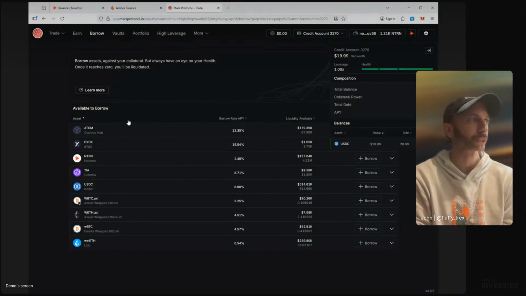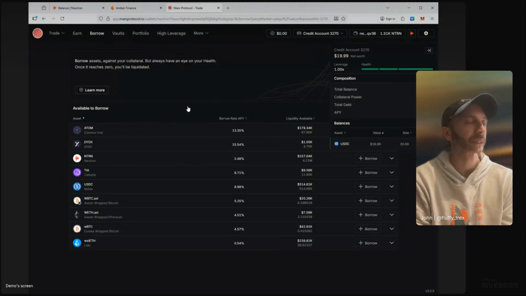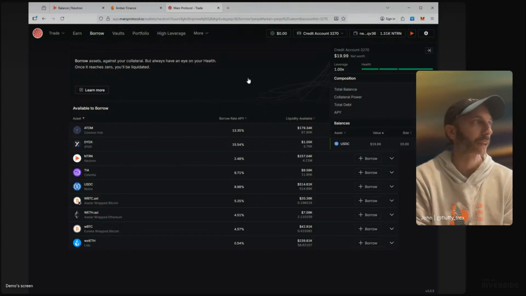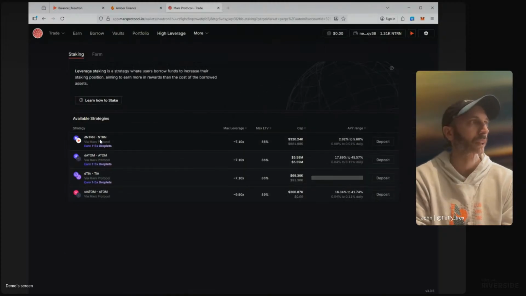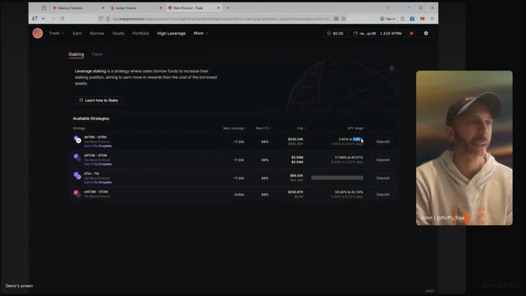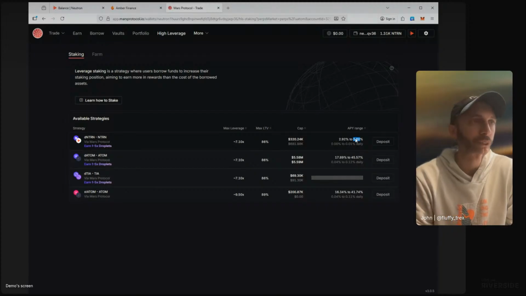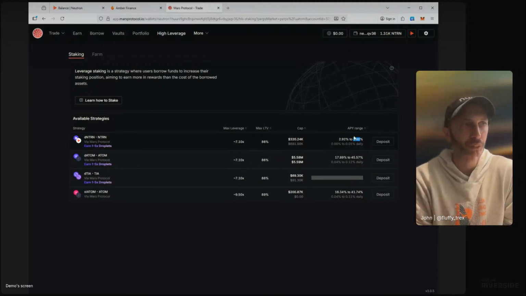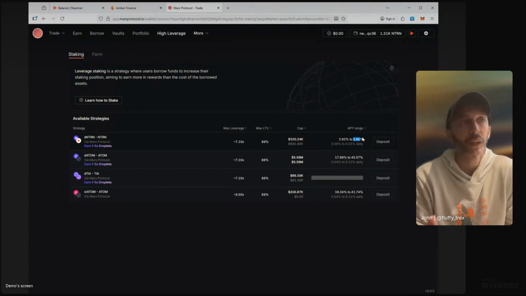So let's just go through the flow of how you open one of these leverage loop positions. We can start with the Neutron leverage loop strategy. It shows here the range. This is at maximum amount of loops. I would get 5.6% APY. So that is better than just regular staking Neutron.